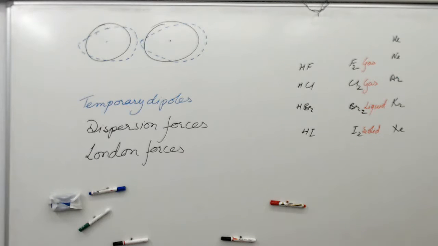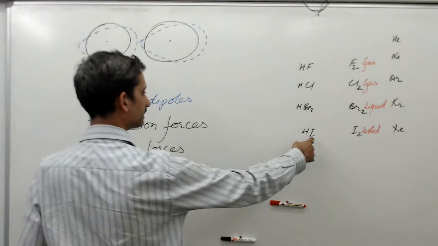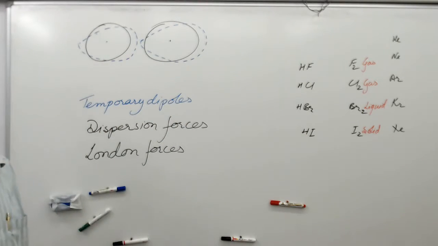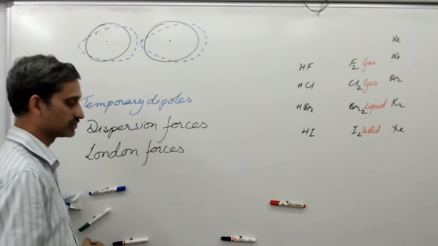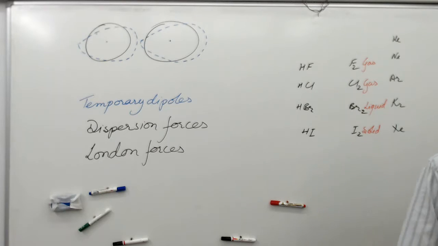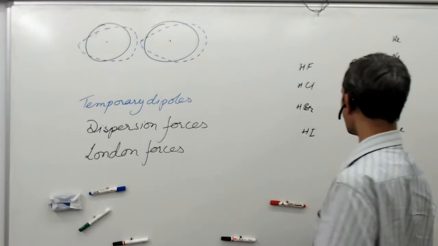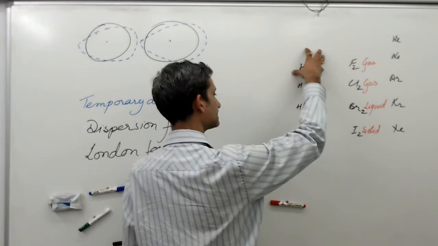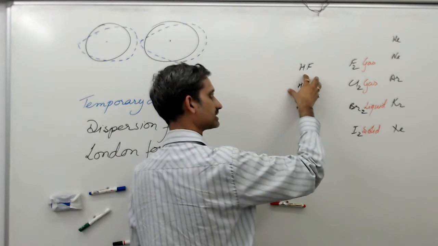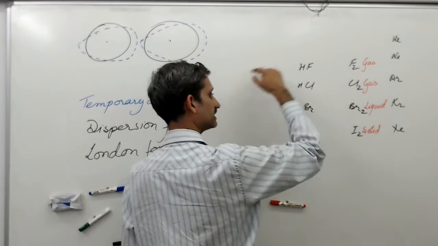Is that clear? But sir, even HI has an intermolecular H bond, right? HI cannot form the hydrogen bond because iodine is not electronegative enough to put a very high positive charge on hydrogen. I told you that hydrogen must be attached to fluorine, oxygen, or nitrogen, which in this case it's not. So the order actually turns out to be HF is the highest, then HI, then HBr, then HCl. HCl is the least, HF is the highest.